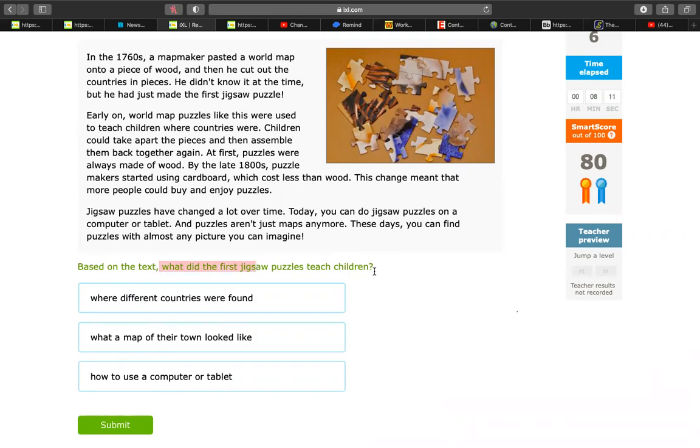Based on the text, what did the first jigsaw puzzle teach children? Where different countries were found? What a map of their town looked like? Or how to use a computer or tablet? Where different countries were found. Yeah, so we were looking at a world map, okay?